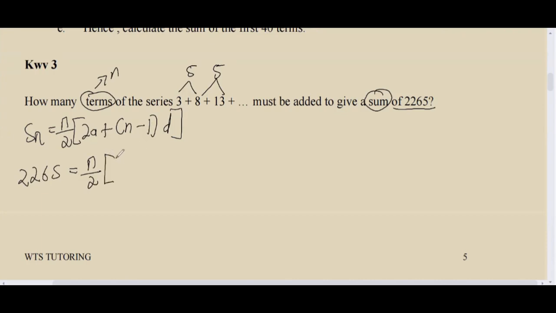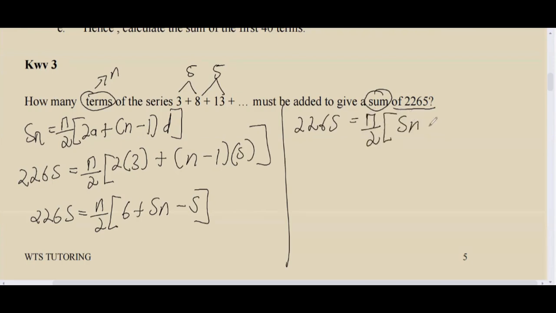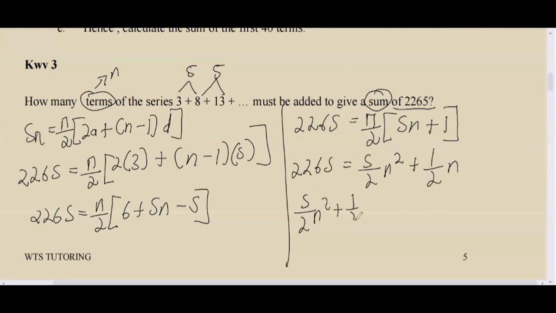Our a is 3. So 2 times 3 plus n minus 1. Then the d is the common difference. So we have 5. And then let's just solve here. 2,265 is equal to n over 2. This will give us 6 plus 5n minus 5, right? So this is 2,265 is equal to n over 2, 5n plus 1. So 6 minus 5 is 1. Then 2,265 is equal to 5 over 2 n squared, then this multiplied by that plus half n, right? Then this is 5 over 2 n squared plus half n minus 2,265 is equal to 0.